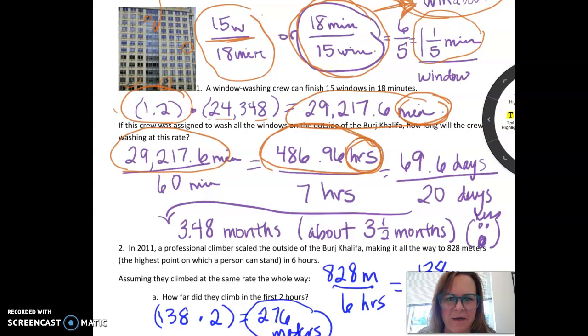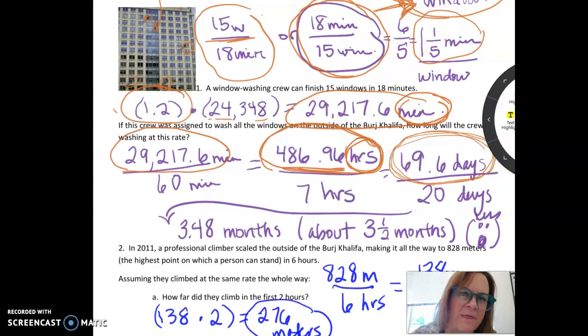And so I'm going to take that 486 and 96 hundredths, and I'm going to divide it by 7 hours to figure out how many days that's going to be. And when I do that, I get 69 and 6/10 days. So that's not bad. That makes sense to most of us to say that it's going to take them about 70 days to do all the windows in the Burj Khalifa.